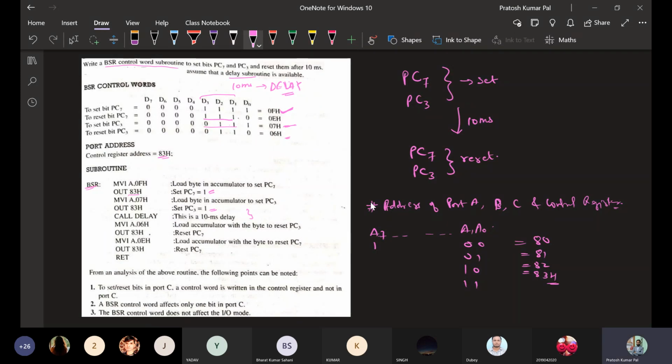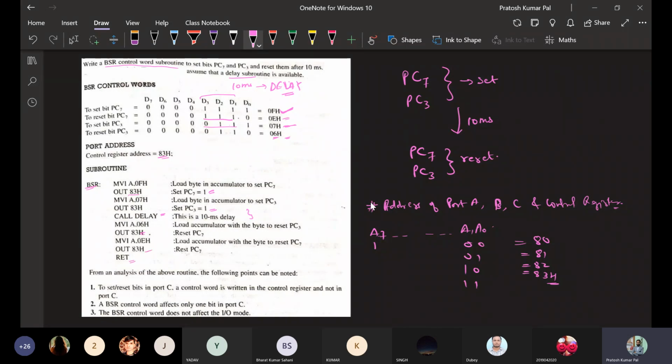You might have seen in the second unit how we can generate a delay. Here the delay is already given, so we have directly used it. Once both the bits have been set, after 10 milliseconds we have to reset these bits. So to reset the PC3, 06 is moved to the accumulator, and from there to the control register location, and then again 0E for resetting the PC7. Okay, now we have sent it, and now this is return.